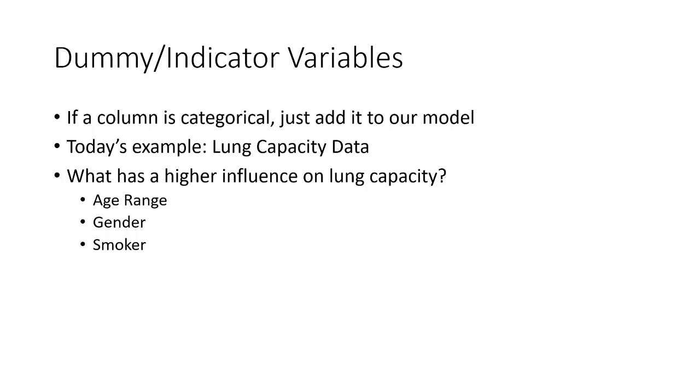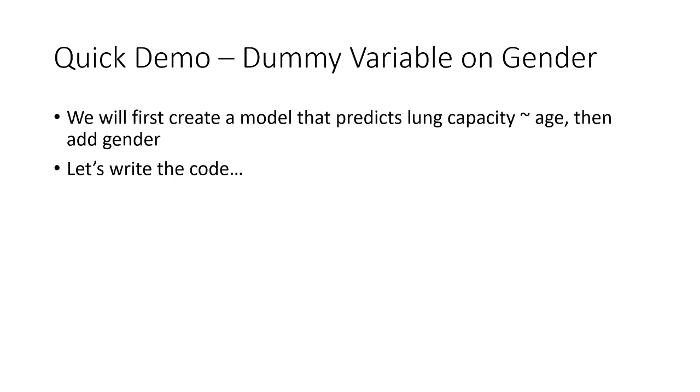So like I said, today's example, we're looking at lung capacity data. And we're going to answer the question, what seems to have the higher influence on lung capacity? We're going to take a look at gender, whether or not the youth is a smoker, and potentially age range. So first things first, why don't we do a quick demo? We'll actually try to use the gender dummy variable and create a linear regression model that has gender as our dummy variable. First, why don't we take a look at the data file that we will be using.